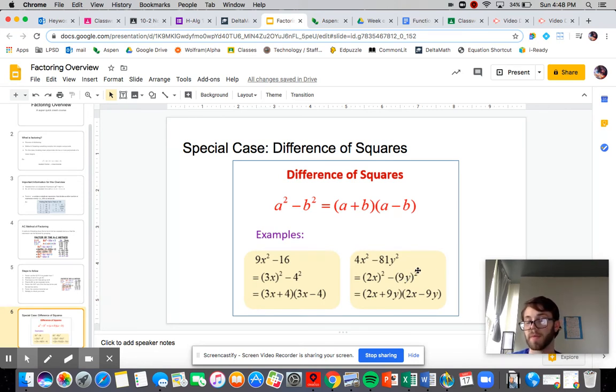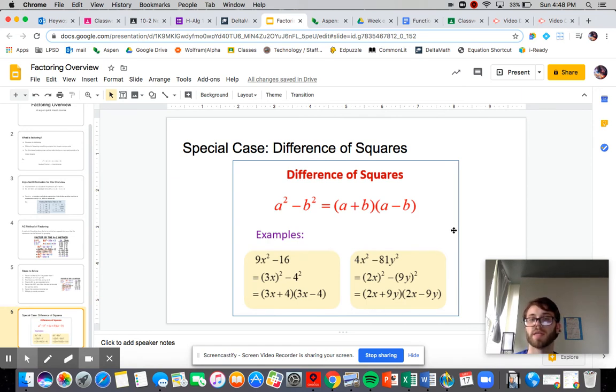Because based on our exponent rules, we have to use the exponent on both the 9 and the y, the 2 on both the 2 and the x. So because a is 2x and b is 9y, you can just immediately write it as 2x plus 9y, 2x minus 9y.